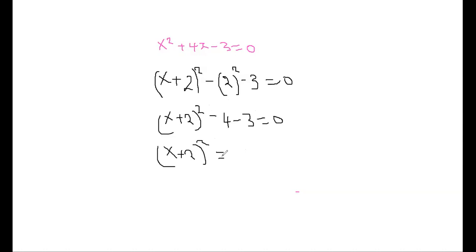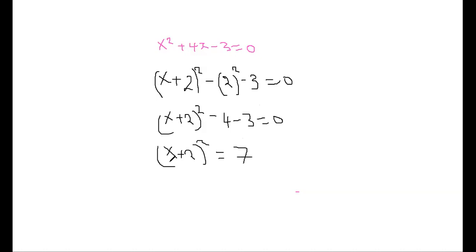Minus 4 minus 3, so nice. It's minus 7. When you take the 7 to the other side of the equal sign, you're going to have positive 7. So you want to get the values of x.